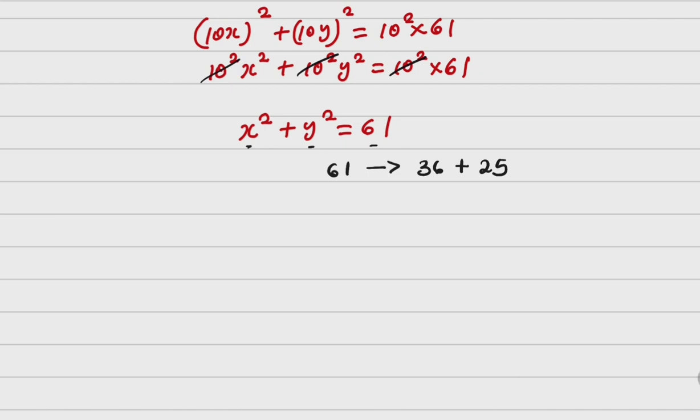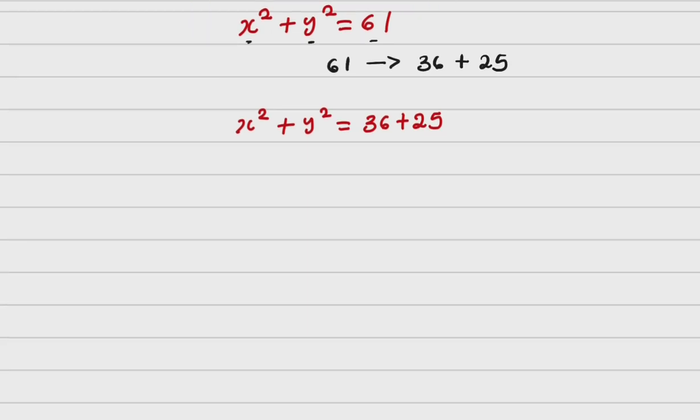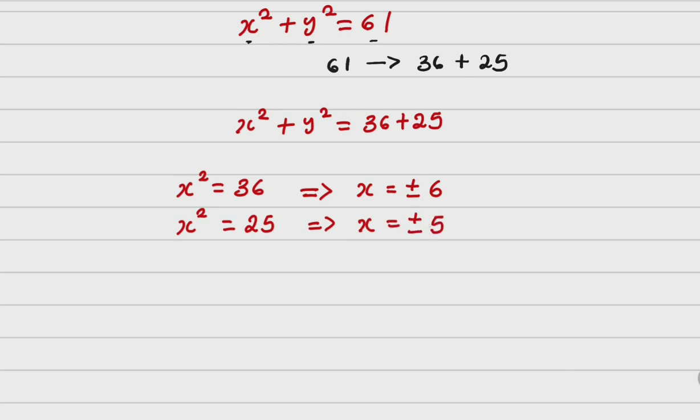Okay, so therefore I'm going to have x squared plus y squared is equals to 36 plus 25. I have not changed anything. So we can now say that it is either x squared is equals to 36 or x squared is equals to 25, which implies that x will be plus minus 6. Then in this case it will imply that x is equals to plus minus 5.